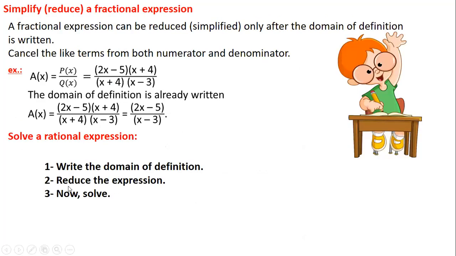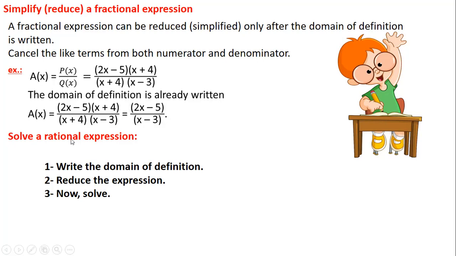Now, after writing the domain of definition, we can simplify a fractional expression. A fractional expression can be reduced or simplified only after the domain of definition is written. How? We cancel the like terms from both numerator and denominator. If we go back to a of x, we can see that in the numerator we have binomial x plus 4. In the denominator we have x plus 4 as a binomial. So x plus 4 cancels x plus 4, and I get the answer (x minus 5) over (x minus 3).